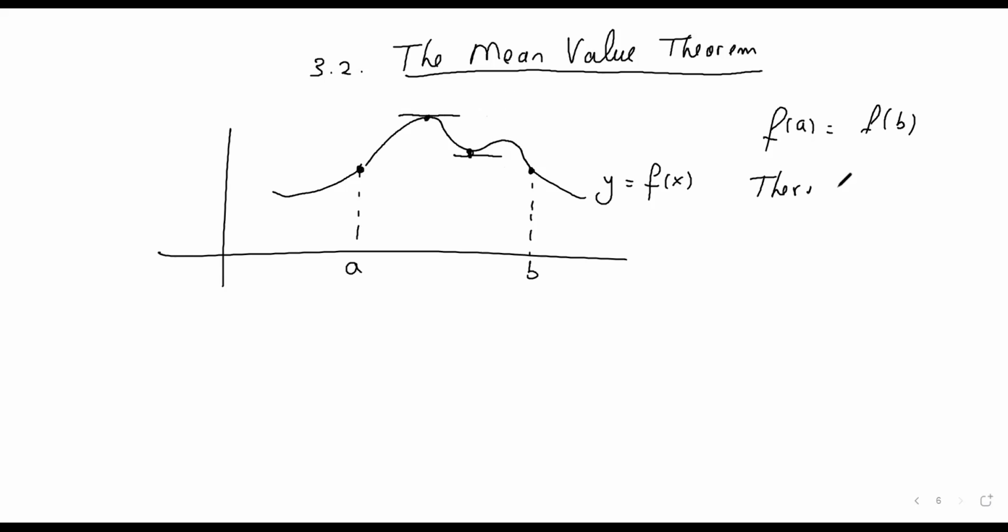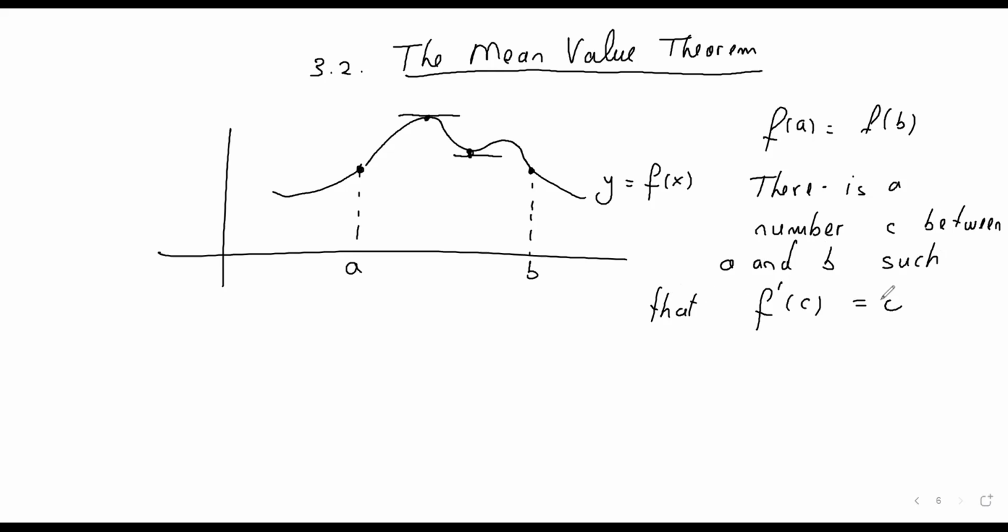So there is a point, a number, I should say. There is a number C between A and B such that f prime of C is equal to 0. So that's very important. Even if the function is constant, of course, then all the points will have this property. So this is called the Rolle's Theorem.